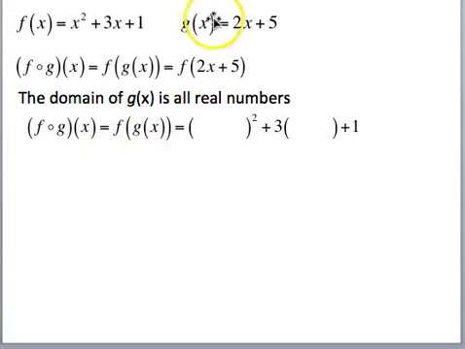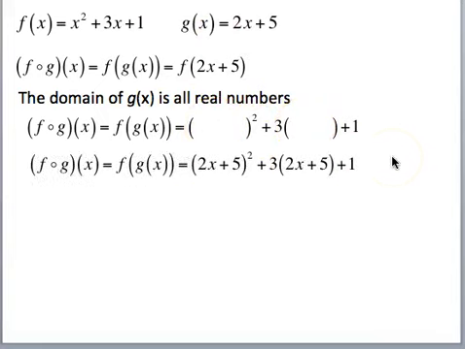So f circle g of x, f of g of x. What is the outside function? The inside function is 2x plus 5. The outside function is f. What does f do to a number you drop into it? Take that number, square it, plus 3 times the number plus 1. Except we're not going to drop a number into f. We're going to drop the function g of x, 2x plus 5, into f. So it'll be 2x plus 5 dropped here, 2x plus 5 dropped there. So f of g of x is 2x plus 5 squared, plus 3 times 2x plus 5 plus 1.